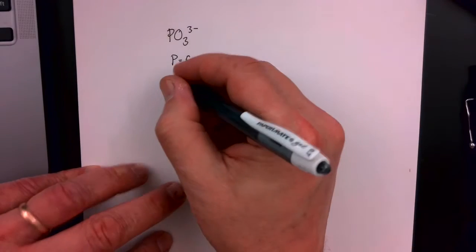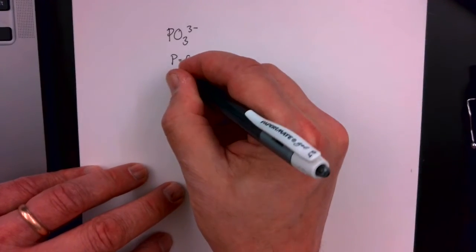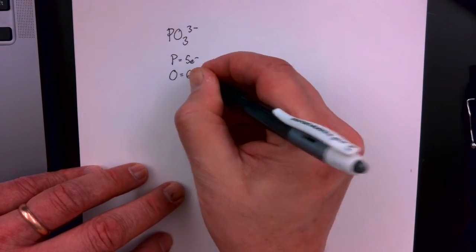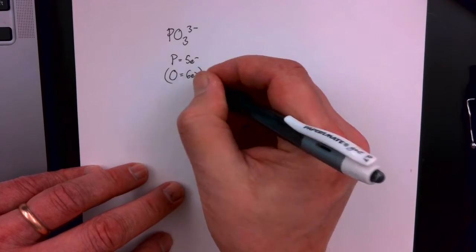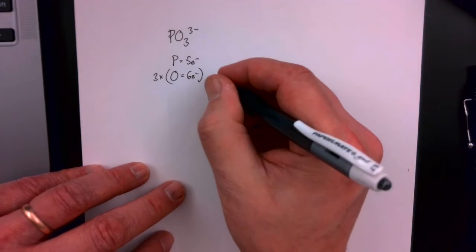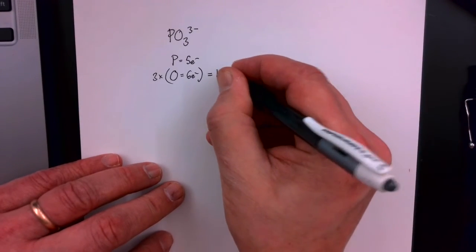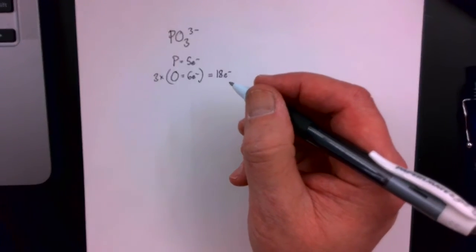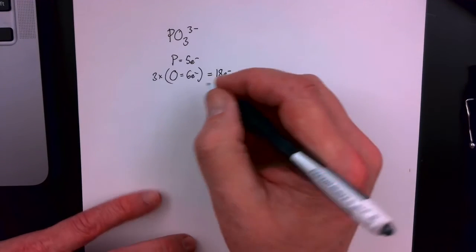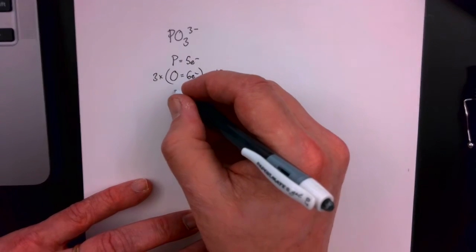5. We know that oxygen has 6 electrons, okay? But we've got 3 of them, so we have to multiply it times 3, which is going to give us 18 electrons, okay? We know that we have a -3 charge.